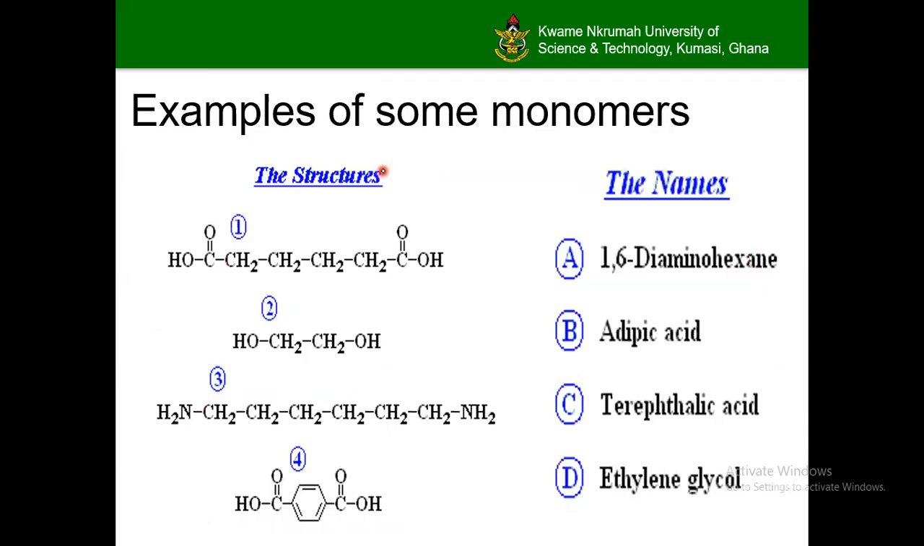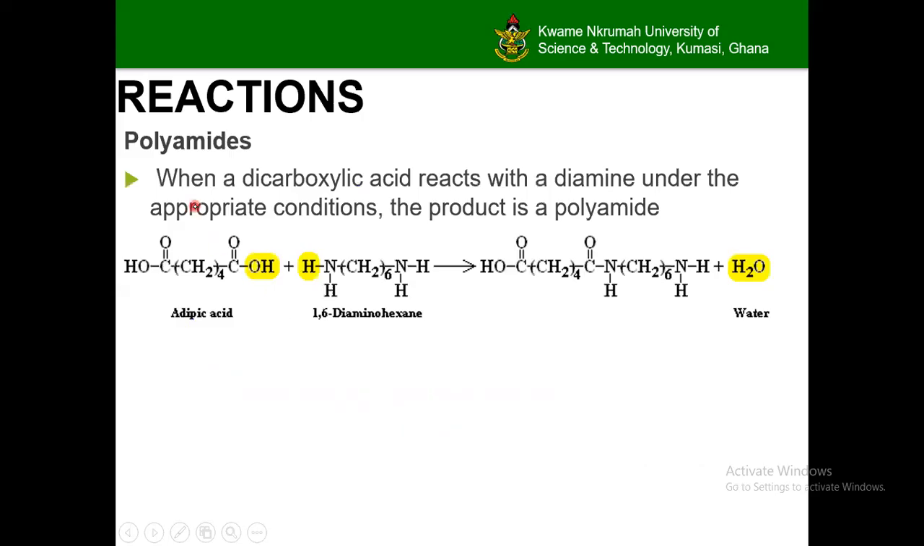Now, some simple matching for us to do. So the first one here is adipic acid, D. The second one here is ethylene glycol. The third one here is diaminohexane. Then the last one is terephthalic acid. Good. So reaction, polyimide.